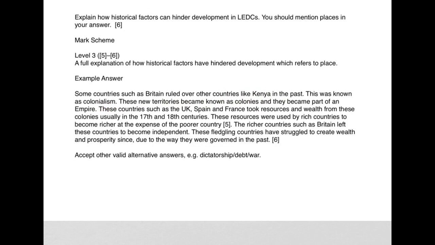These new territories became known as colonies, and they became part of an empire. These countries such as the UK, Spain and France took resources and wealth from these colonies, usually in the 17th and 18th centuries. So that's worth sort of 3 or 4 marks. These resources were used by rich countries to become richer at the expense of poorer countries, worth 5 marks. Richer countries such as Britain left these countries to become independent, and these fledgling countries have struggled to create wealth and prosperity due to the way they were governed in the past, for 6 marks.